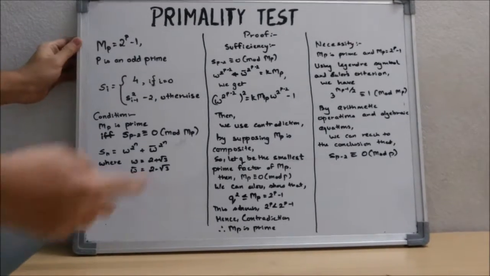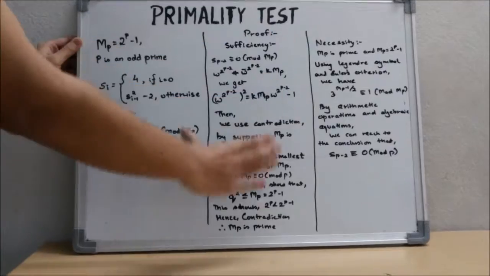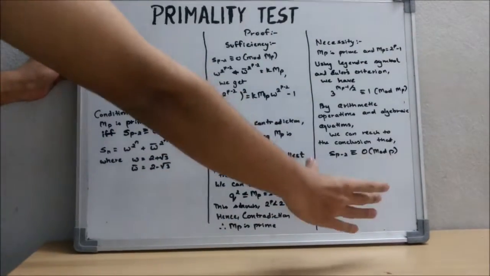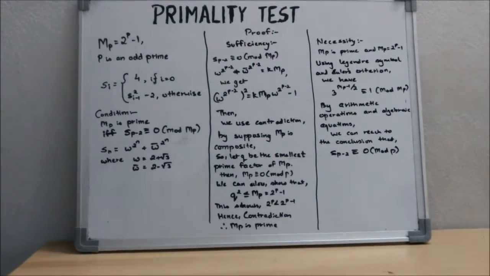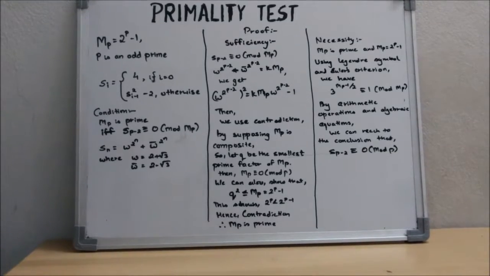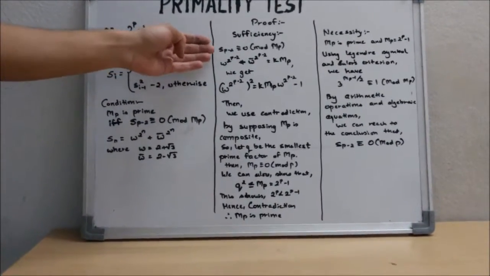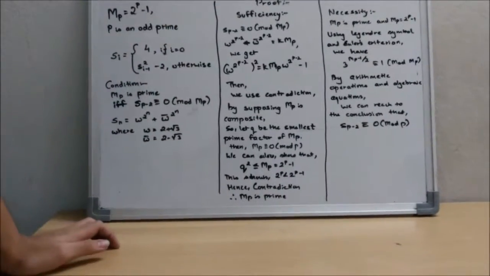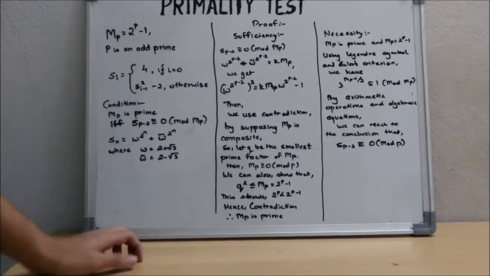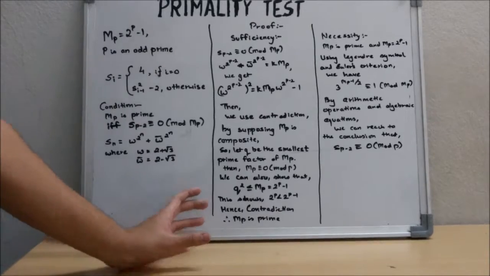Here we have written all the proof line by line, stating the sufficiency condition as well as the necessity condition, but we are omitting the proof due to the shortage of time. Here you can see that we have represented S_{p-2} in the form of omega and omega bar. Then we just use the contradiction method to prove that M_p is prime.